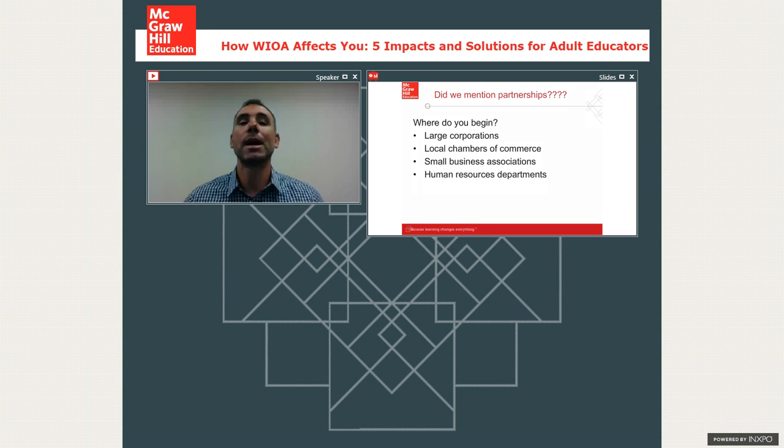I think I said this probably 20 times. I'm not going to say it again, but in terms of where you begin for partnerships, these are some examples that I've heard. Large corporations are obviously great, and local chambers of commerce, but small business associations are also really important. It's actually a lot easier in many cases to bring local employers and small businesses into partnerships in terms of hiring our adult education students than it is larger corporations. So you could start small. And the human resources departments of local employers is a great place to start in terms of building those partnerships.